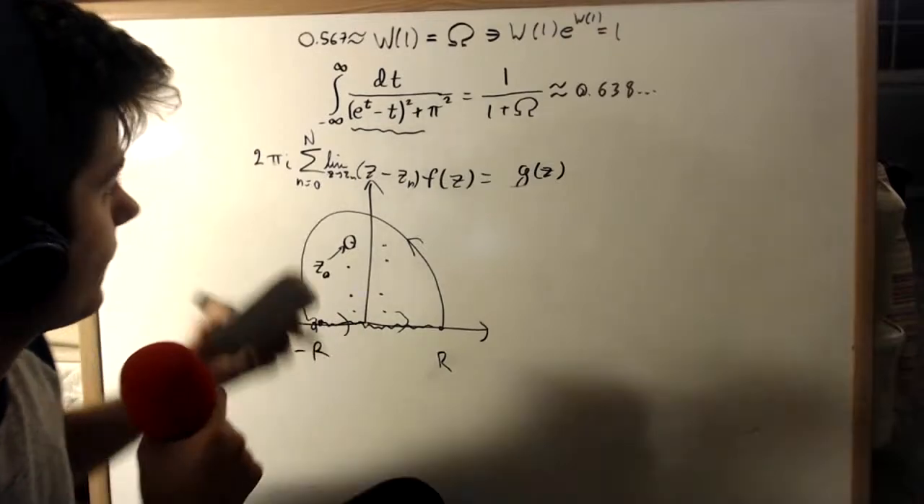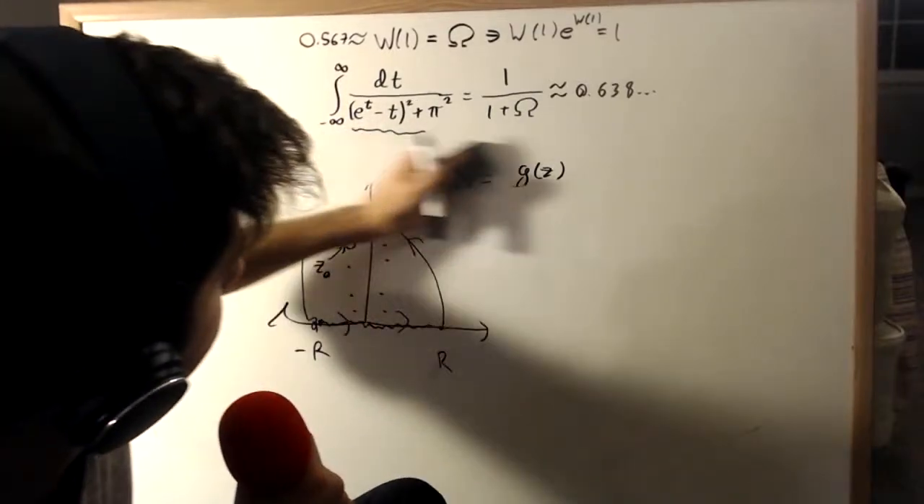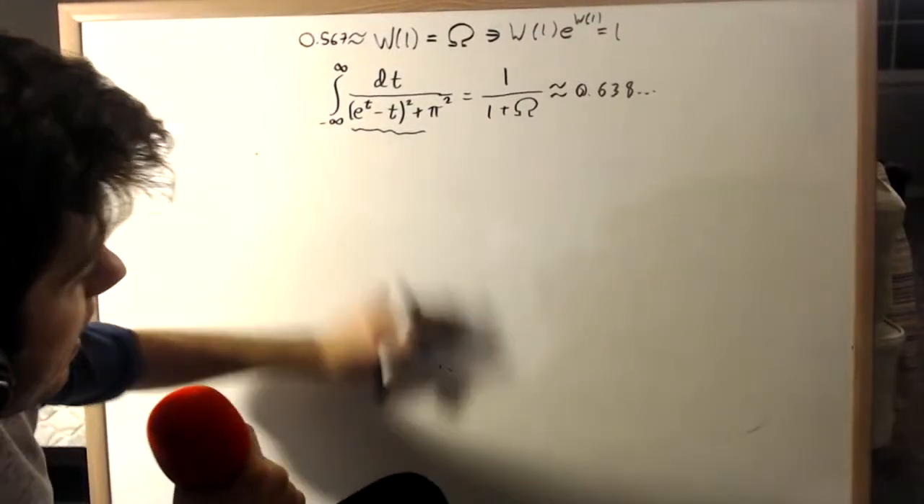So first, I need to figure out where this expression is equal to 0, where the function on the bottom is equal to 0. So we have e to the t.